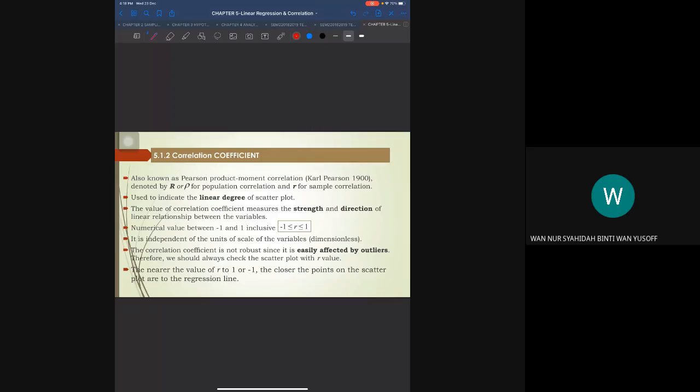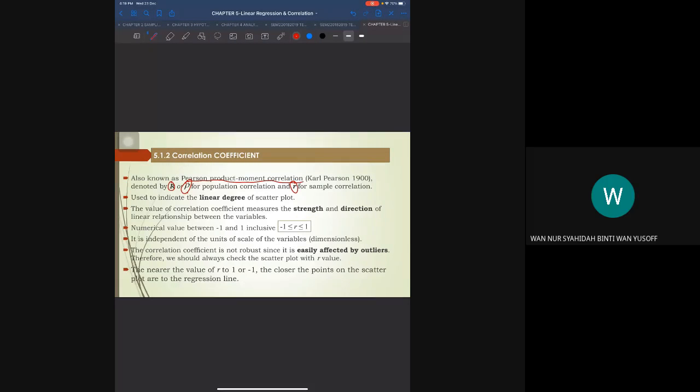The correlation coefficient, also known as the Pearson product moment correlation, another term that we use, is denoted by capital R or rho for population correlation. If the data given is population data, then it is capital R or rho. But if you have sample data, then it is a small r. Most of the time we have the sample data. It is used to indicate the linear degree of the scatter plot.